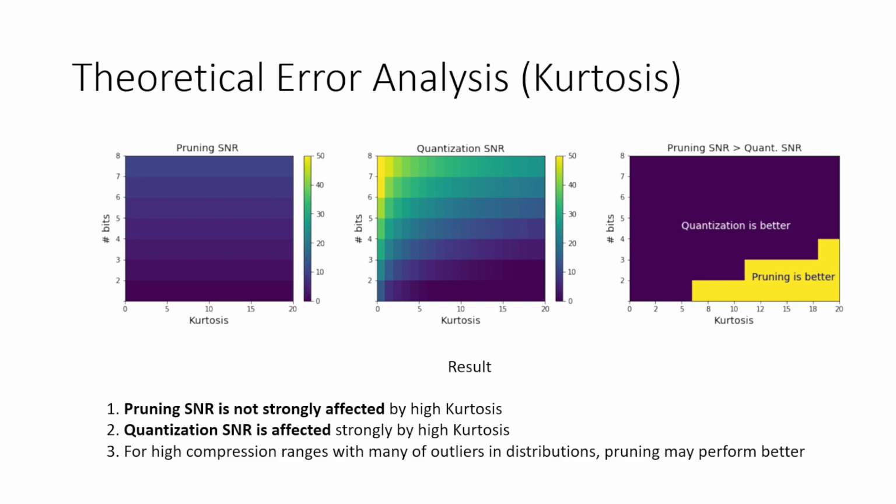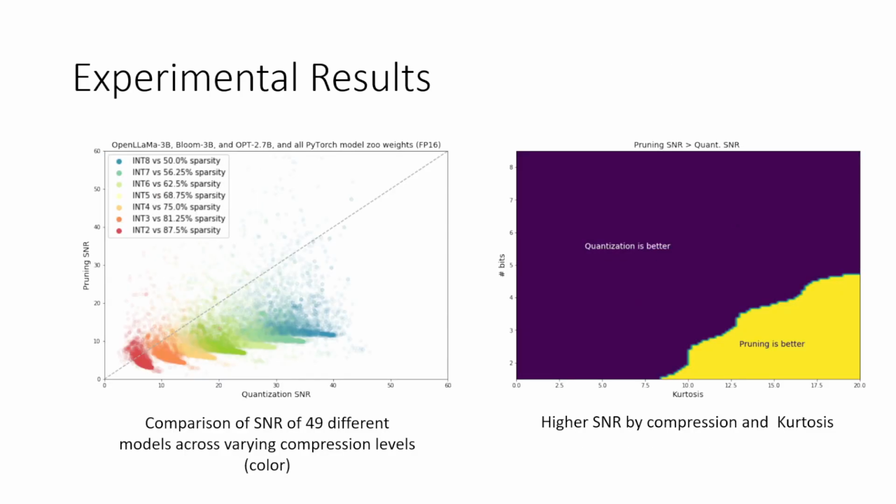So what this is telling us, and what the team at Qualcomm did with this really nice graph, is they plotted out and basically said that for higher compression ranges, and when there are many outliers in our distributions, pruning may perform better. And when we look at the experimental results, which we'll see in a second, we find that that's actually the case. But you can see that for the most part, for a large majority of this graph, quantization is going to perform better. And that's what we see here.